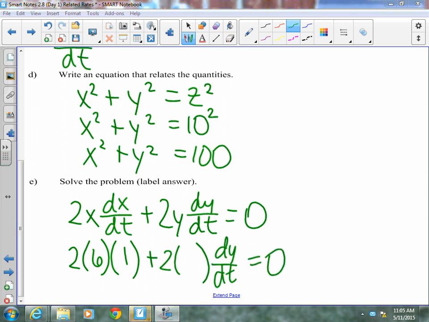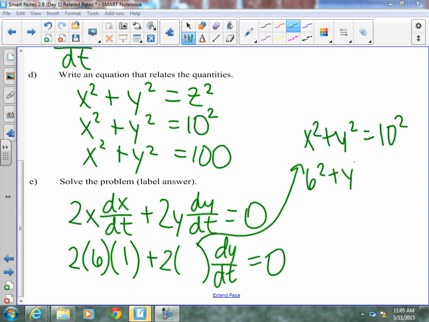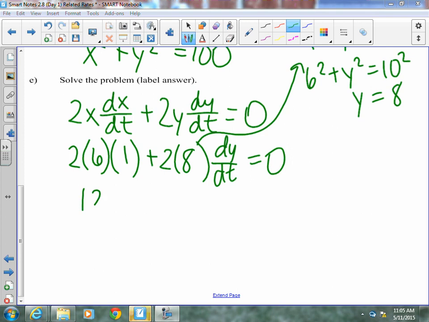Can we find y if we know x is 6 and the ladder is 10 at the time we're talking about? Yeah. So, let's do some magic. We know x squared plus y squared equals 10 squared. x is 6. We find out that y is 8. So, plug in 8. As we continue, we get 12 plus 16 dy/dt equals 0.